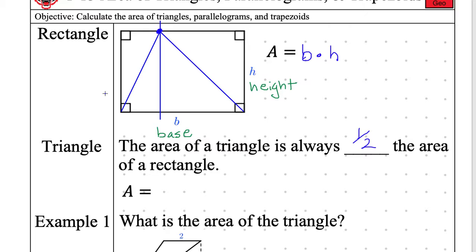So, can someone give me the formula for the area of a triangle? If I know that the area was base times height and I'm always taking half of it, can someone tell me what my new formula is? Something that you should have memorized from all the way back in 8th grade, I believe.